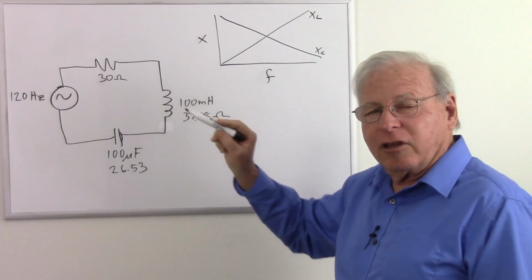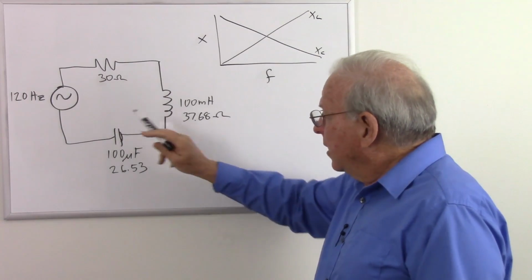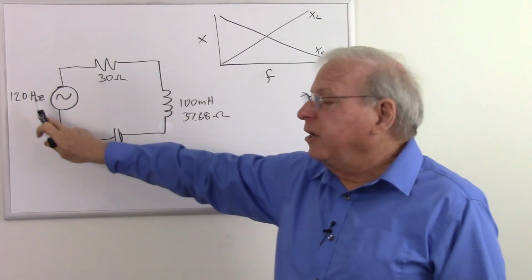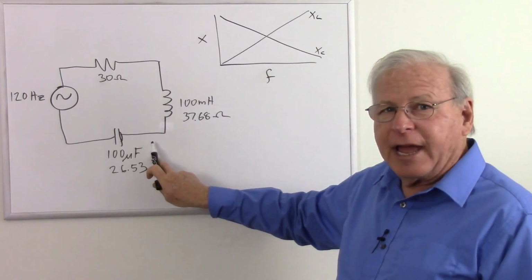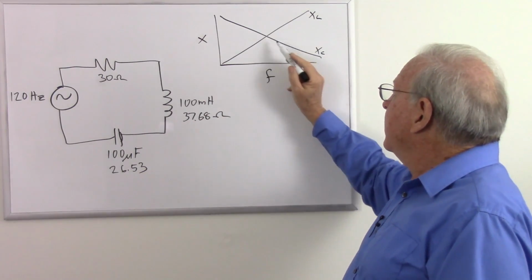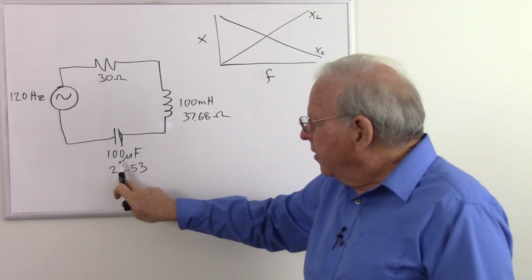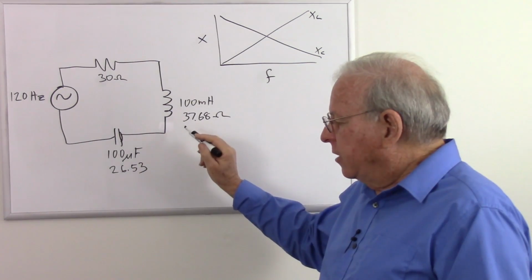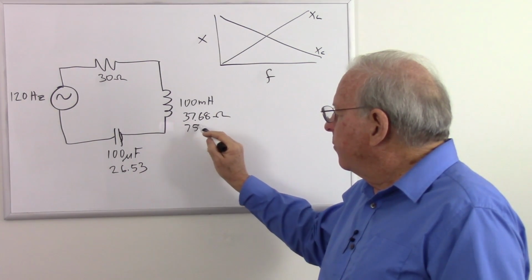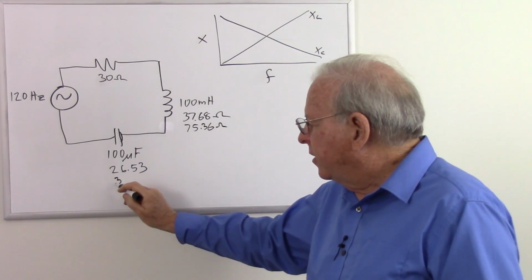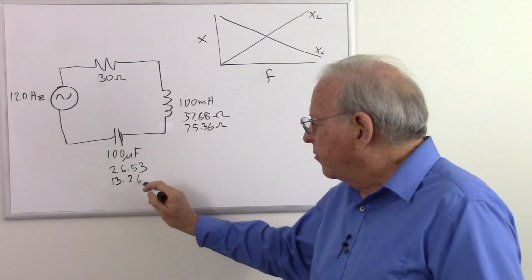I'm going to redo the calculation for practice, but double the frequency, our inductive reactance doubles. What's going to happen if we double the frequency with our capacitive reactance? Well, frequency goes up, capacitive reactance goes down. So if we double the frequency, this should cut in half. So this will double to 75.36 ohms, and this will cut in half to 13.26 ohms.